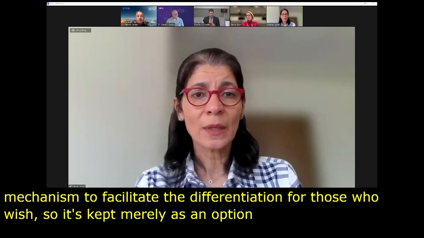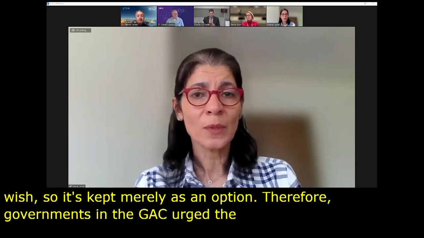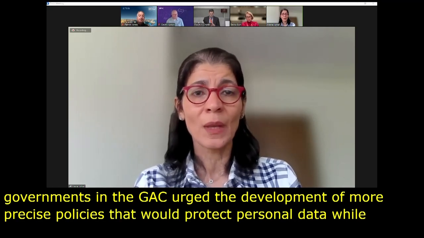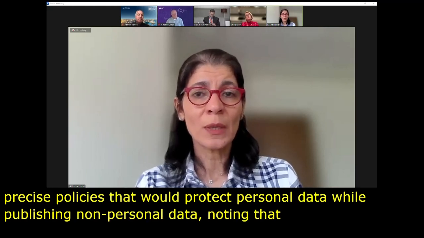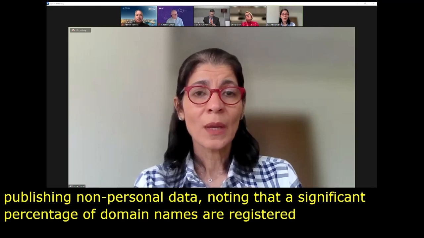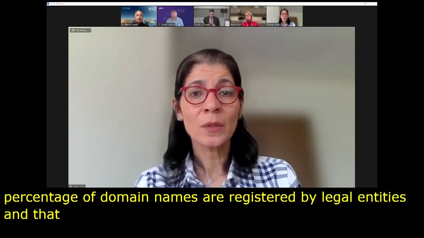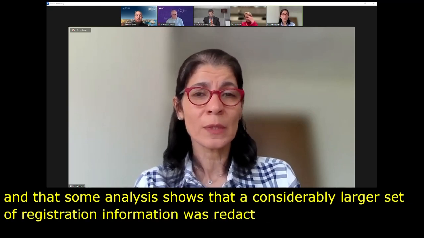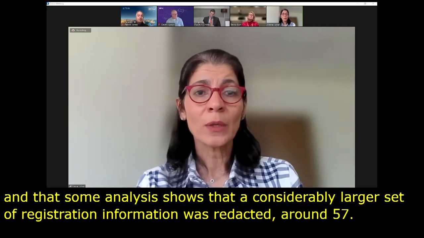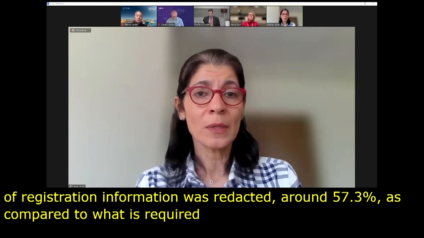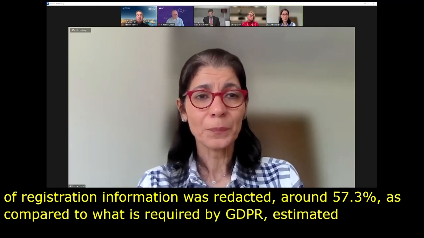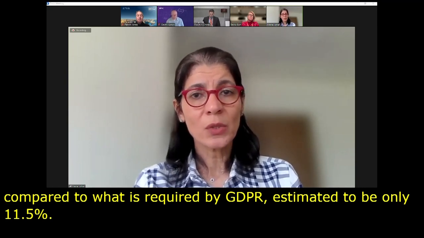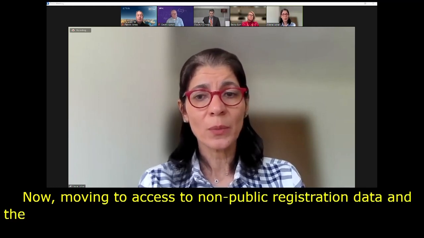Therefore, governments in the GAC urged the development of more precise policies that would protect personal data while publishing non-personal data. Noting that a significant percentage of domain names are registered by legal entities, and that some analysis shows that a considerably larger set of registration information was redacted, around 57.3%, as compared to what is required by GDPR, estimated to be only 11.5%.